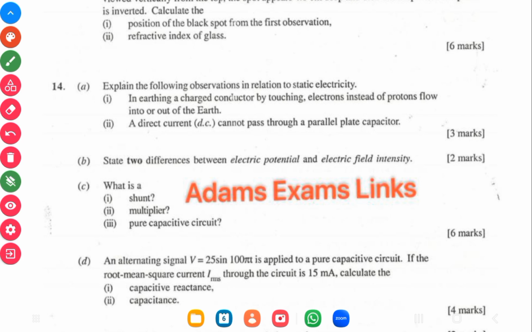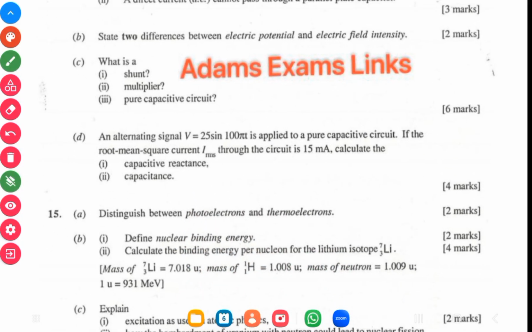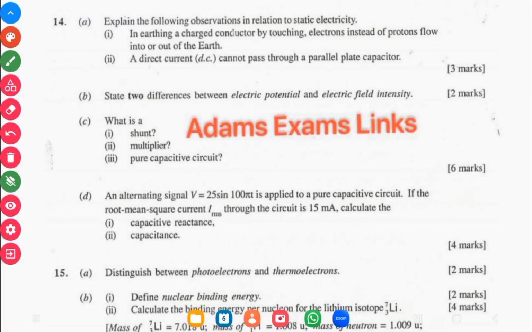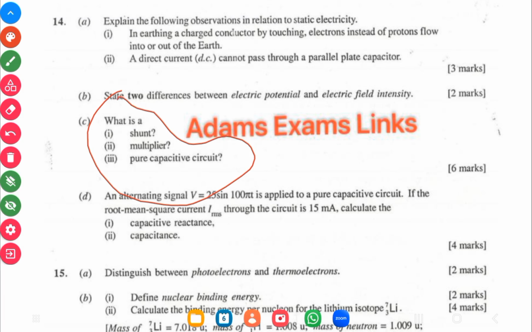Then B says state two differences between electric potential and electric field intensity. Then question 14c has to do with some definitions. What is a shunt, supply, and pure capacitive circuit? Then D: an alternating signal V equals 25 sine 100 pi t is applied to a pure capacitive circuit. The root mean square current through the circuit is 50 milliampere. Calculate the capacitive reactance and capacitance.